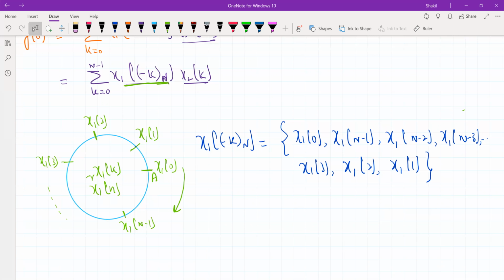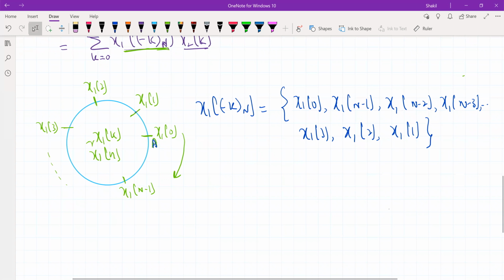I hope you understand. First I arranged the terms in the counterclockwise fashion, then I read the terms starting from the origin point, in the clockwise fashion. This is how we obtain x1 of minus k from this directly, without using the formula. Now let me give you the idea of what we mean by the modular operation.